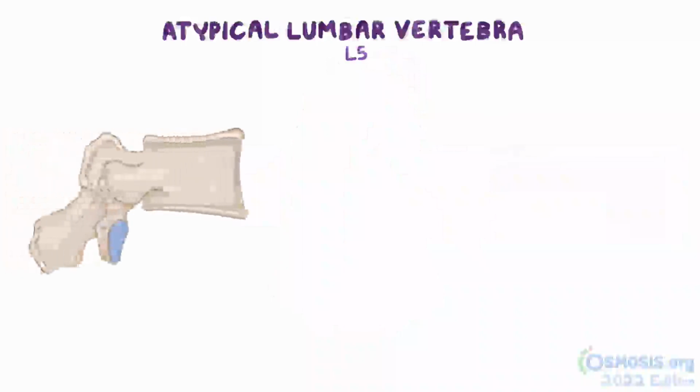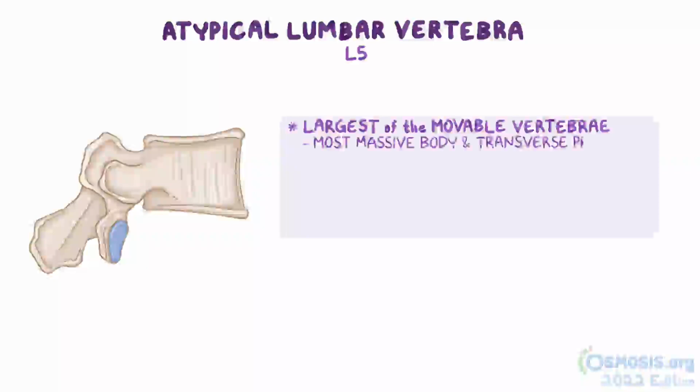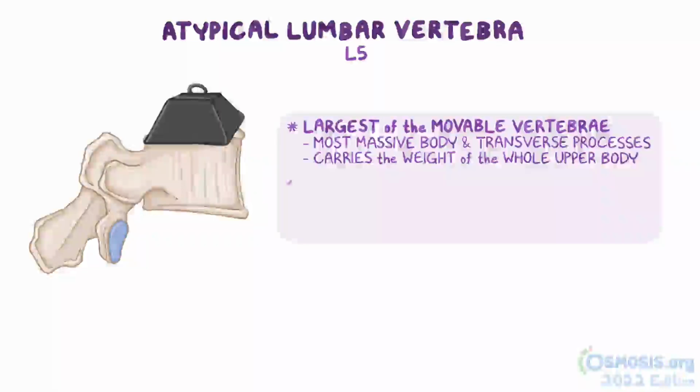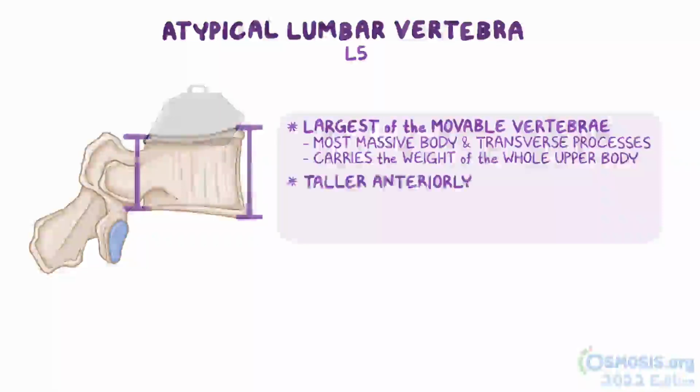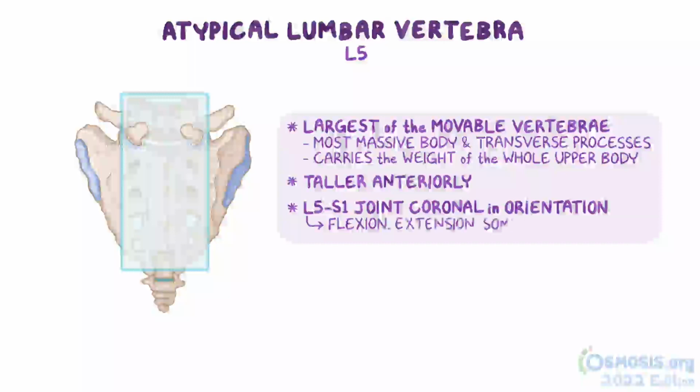Now let's look at an atypical lumbar vertebra. Among the lumbar vertebrae, L5 is atypical in that it is the largest of the movable vertebrae, with the most massive body and transverse processes. This is because it carries the weight of the whole upper body. Its body is also taller anteriorly. Furthermore, the facets of the L5-S1 joint are more coronal in orientation, allowing for flexion and extension, along with some lateral flexion.